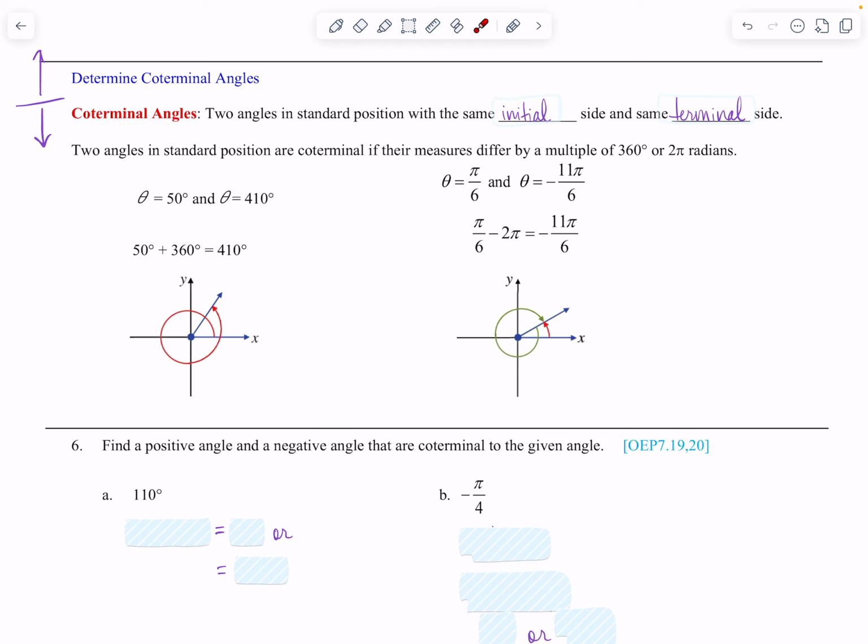Two angles are going to be coterminal if their measures differ by either a multiple of 360 degrees or 2 pi radians. And for these, instead of numbers, I like to think of that as just one whole circle.